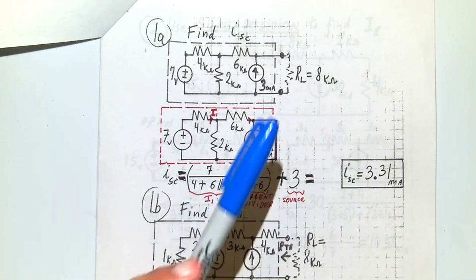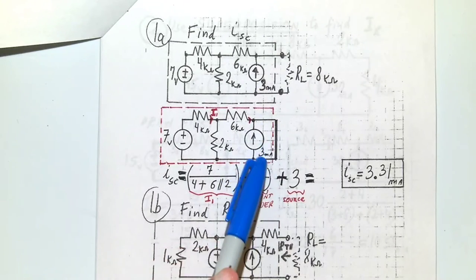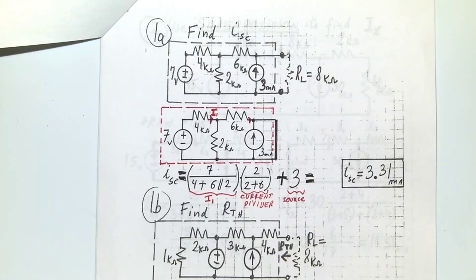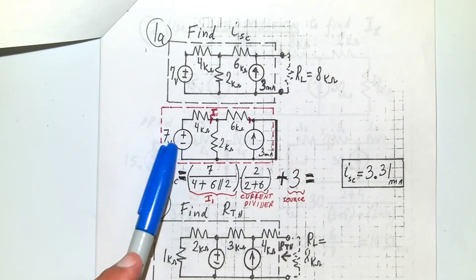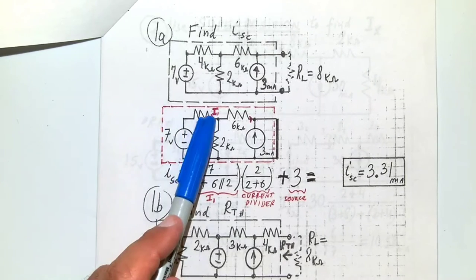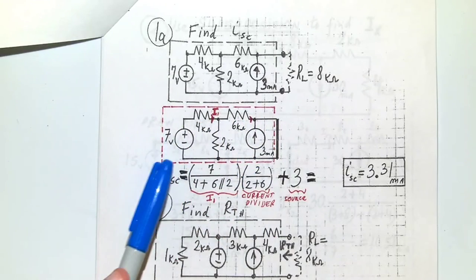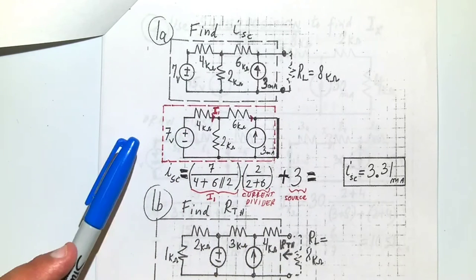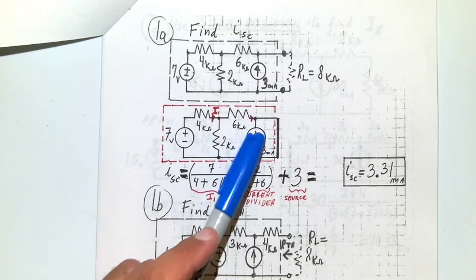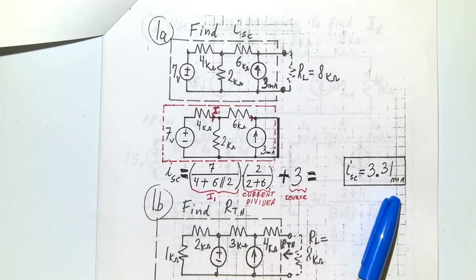So, obviously, the 3 milliamps goes here, right away. That's the priority that this current source has. It has a short, it goes to the short. But in addition, there is current which is generated by the 7 volts and going this way, and then split into 2 parts. So this one had an effect of these 2 sources, both of them, and it led to 3.31 milliamps.